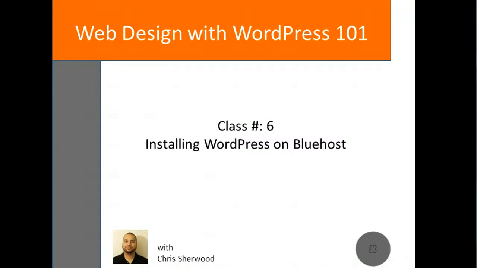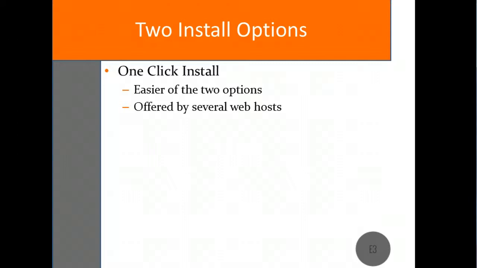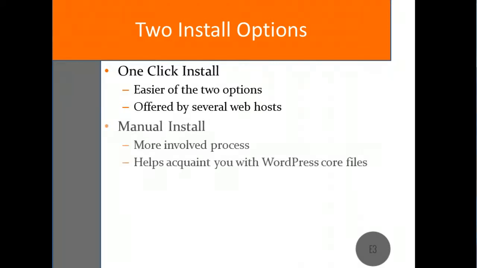In today's class, I'll show you how to install WordPress on a Bluehost account. There are two ways to do this. The first is a simple one-click installation that will automate the process for us. The other option is a manual installation that will require a little bit of work to set up.